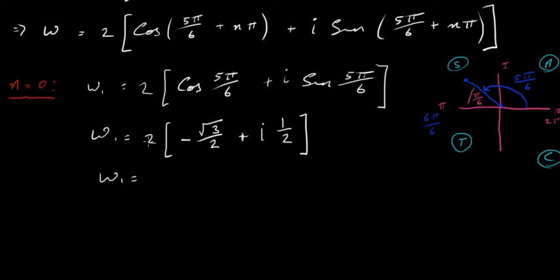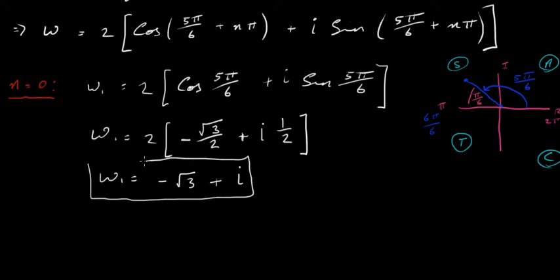So we've got 2 times minus root 3 over 2, so plus times minus is minus, and 2 times root 3 over 2 just gives us root 3. So it's minus root 3, and we have a plus times a plus, which is a plus. 2 halves is just 1, so we end up with 1i. And this is our first value for w that we were asked to find. Okay, so that's when n is equal to 0.